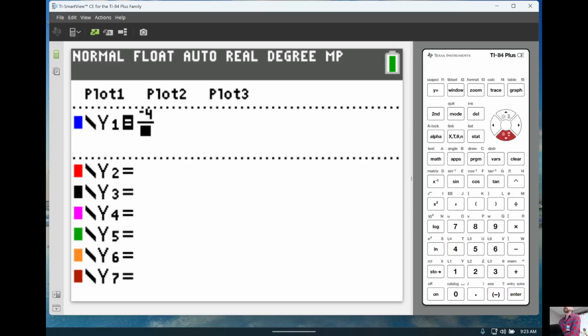Also, make sure you see that negative in front. If you miss that negative, your graph is probably going to be upside down.